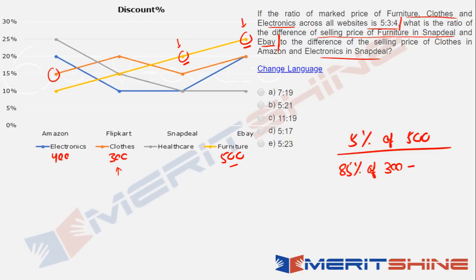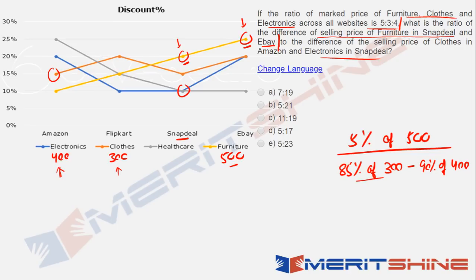Electronics in Snapdeal. Where is electronics? Mark price is 400 for all. This is Snapdeal. Where is electronics here? This blue bar, it is this. So the discount is 10%. So mark price is 400, 10% discount, it's 90% of 400. So these are the two sets of values here.